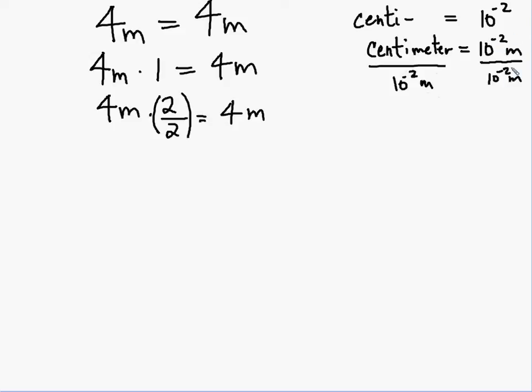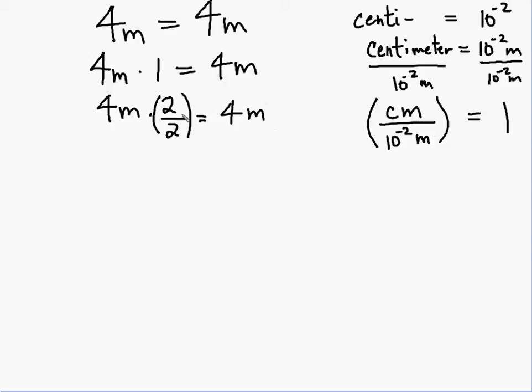What do I have on the right-hand side? If I take an algebraic quantity and I divide it by the same algebraic quantity, what do I have? That's right, the number 1. This is equal to 1, which means that a centimeter divided by 10 to the minus 2 meters is also equal to 1. This value is equal to 1.